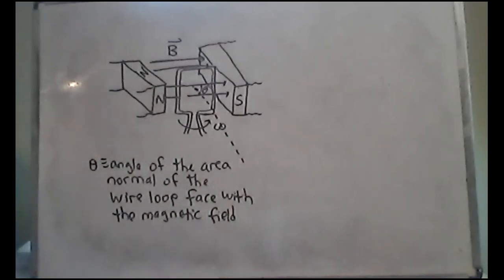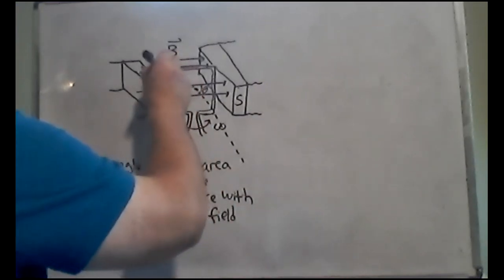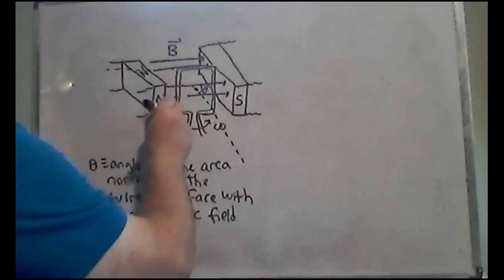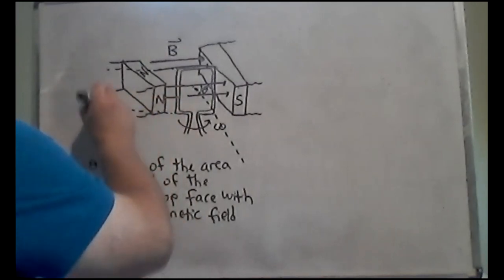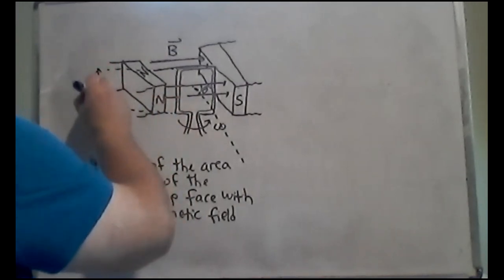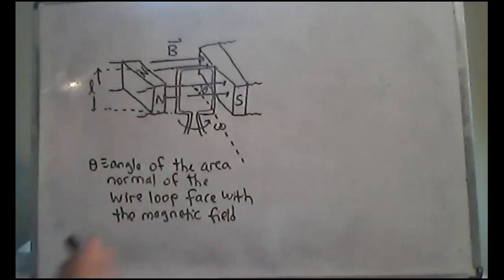All right, so again, the area normal, there's an angle with respect to the magnetic field. Okay, and then I think that's all the variables we need. And of course, we know that the height of this loop, we'll say the height is L, and the width of the loop is going to be W.